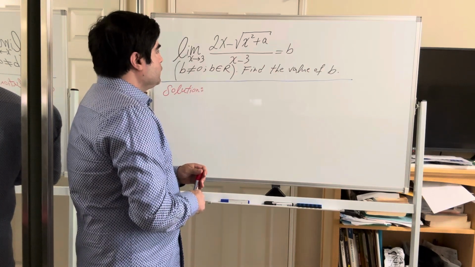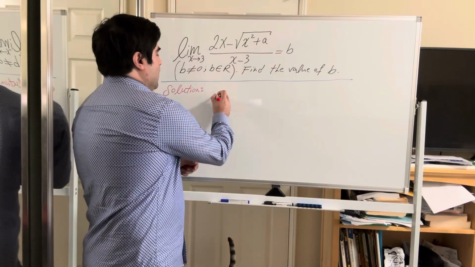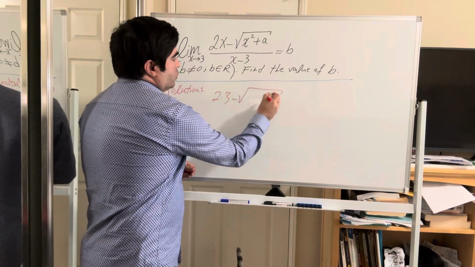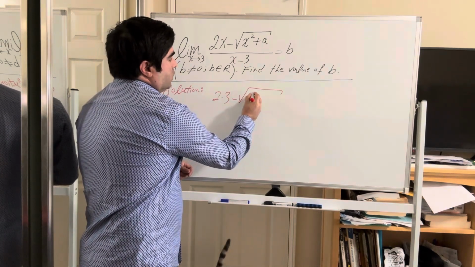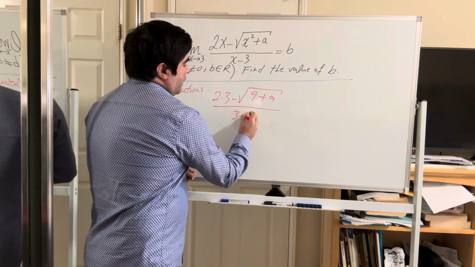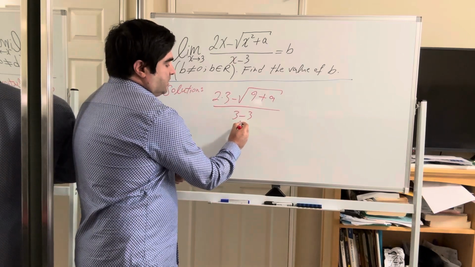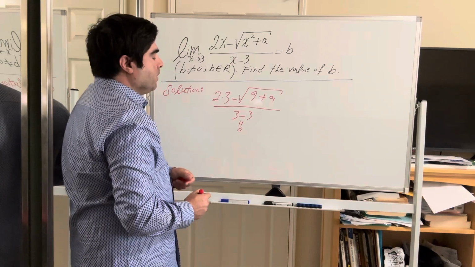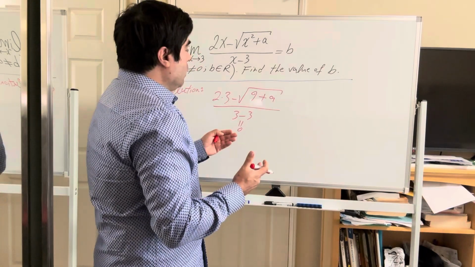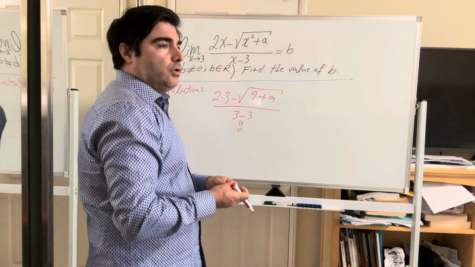Okay. So the first thing you're going to do is plug in 3 for x. So I have 2 times 3 minus the square root of 3 to the power of 2, which is 9, plus a, all over 3 minus 3. The denominator is going to be 0 because 3 minus 3 is 0. And because we have an a under the square root, we don't know what value the numerator is going to have. Is it going to be 0 or not 0?